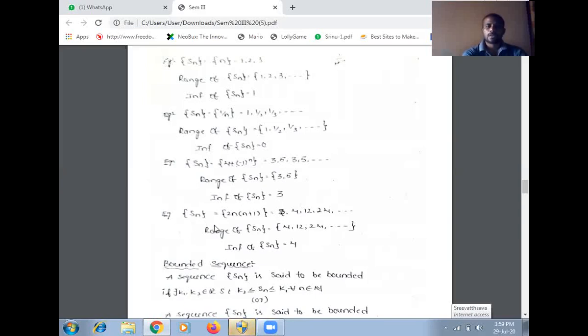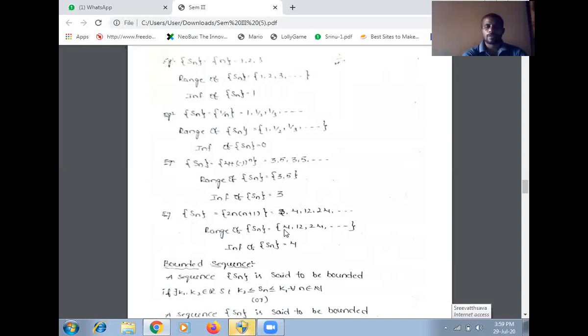So, another example: Sn equals 2n into (n plus 1). So what here? If n equals 1, we get 4. If n equals 2, we get 12. If n equals 3, we get 24. So what is the range of this sequence?